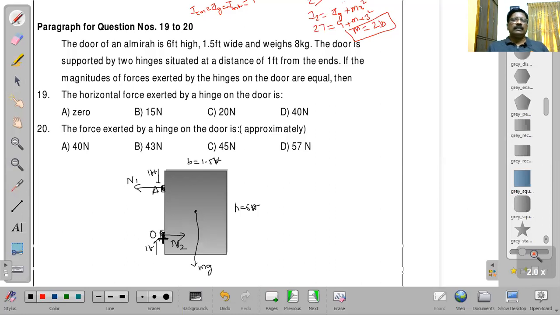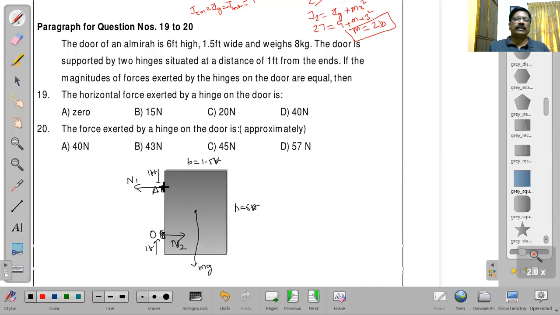That's why the normal action on the hinge acts in this direction only, because this door pushes the hinge in this direction. While it is turning in the clockwise direction, the door immediately pushes the hinge in this direction. So the reaction force exerted on the hinges acts in this direction, N2.